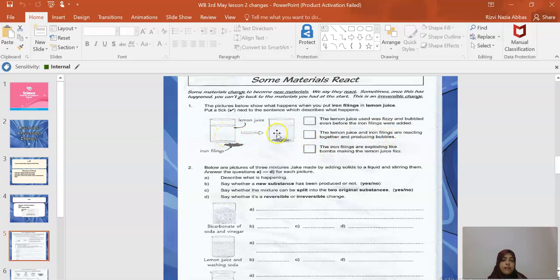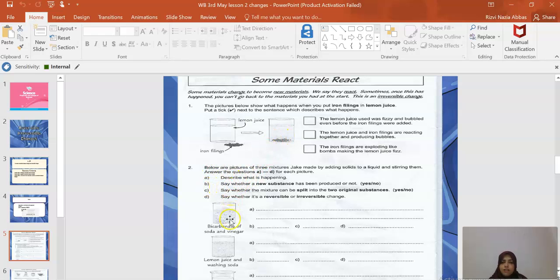Then lemon juice and iron filings are reacting together and producing bubbles. So you look at the picture carefully and you have to take. Iron filings are exploding like bombs and making the lemon juice fizz. They are not exploding. We can't see them. Okay, we can't see them exploding.